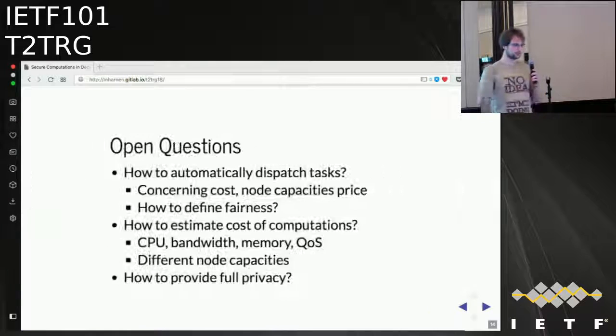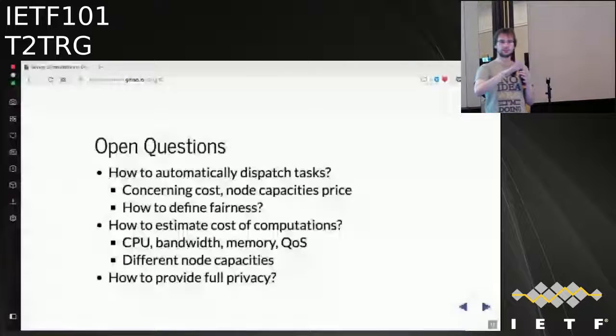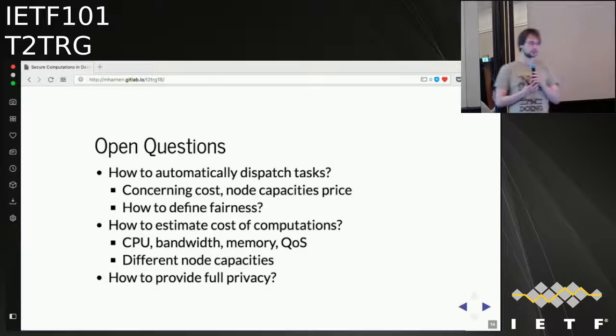So I have one more slide just to show some open questions that we still have. If we assume that we have this network and we see it as a global computer, we would probably need something more efficient to dispatch tasks, because now it's up to the nodes to negotiate the price and so on. However, if you want a module that dispatches tasks automatically between nodes, then I think it's pretty difficult, because if payment is involved, how do we define fairness in this case? Especially if we have different prices, loads, and node capacities.